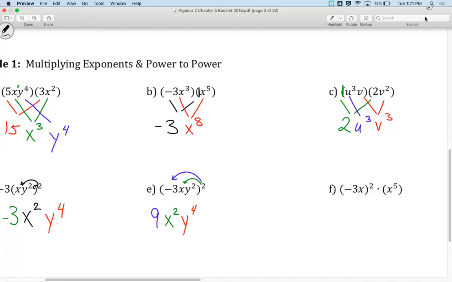F, notice -3 is going to pair up with the 1. Here, don't forget you have the 2, so it gets distributed inside. So it's going to be -3 squared, which is 9. x squared, times x to the 5th. The 9 doesn't have anything to combine with, so I have 9. x squared times x to the 5th, that's x to the 7th.